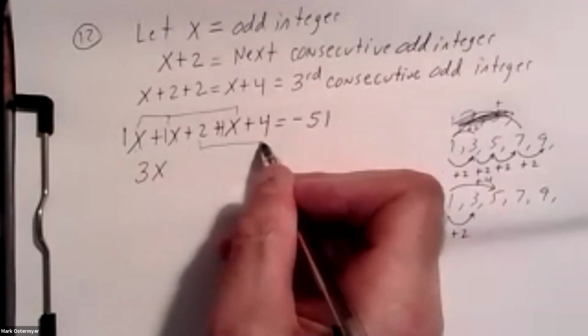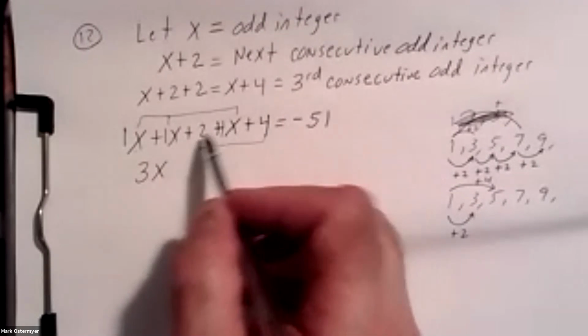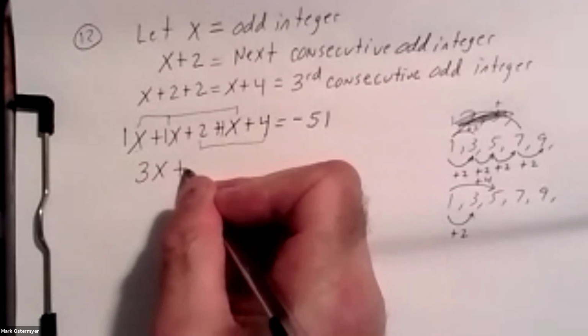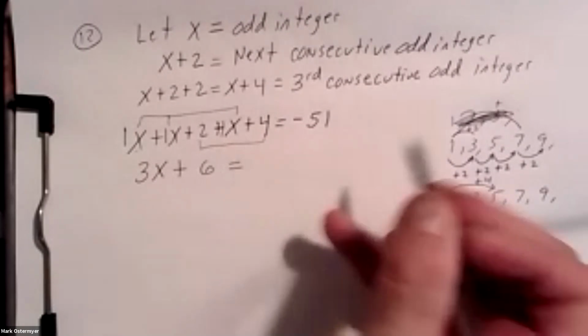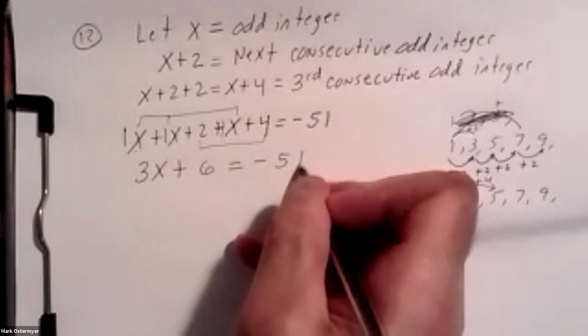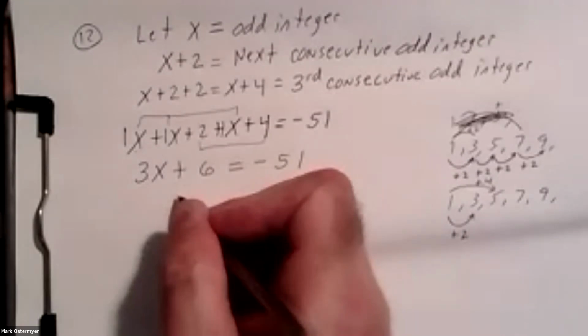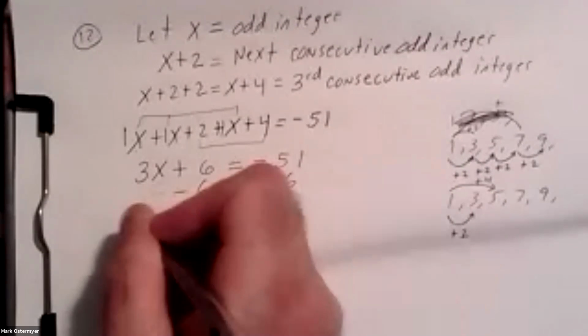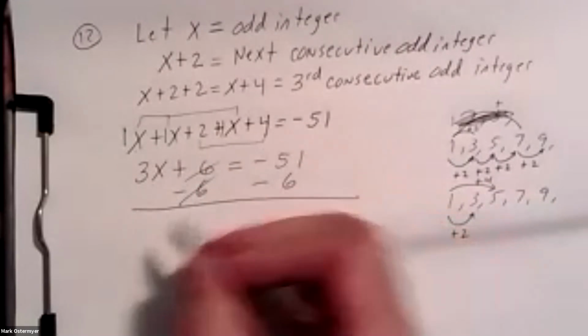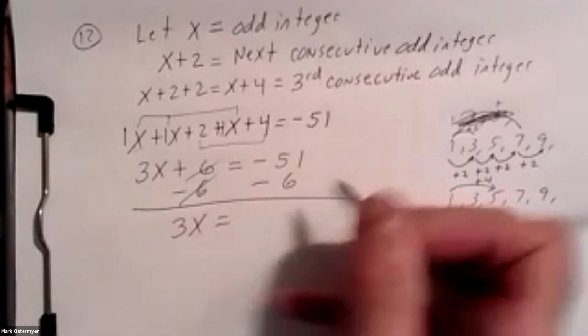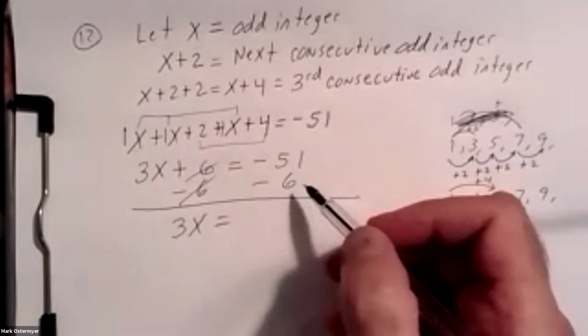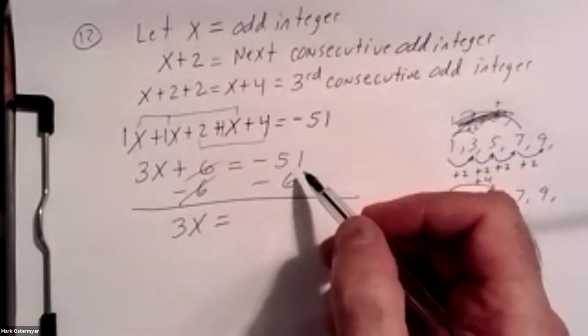What's 2 plus 4? We combine our constants. 2 plus 4 is 6. How do I solve for x now? We subtract 6 from both sides. The 6 is dropped on the left, leaving you with 3x. And negative 51 subtract 6. What's negative 51 subtract 6?